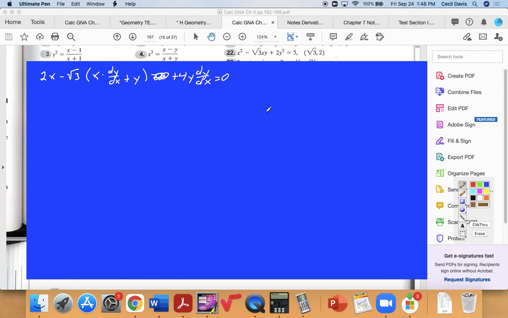Okay, that looks good. Then what did you do? I distributed the square root of 3. Okay, let me suggest it would be easier, and I'll do it your way, but it'd be easier to go ahead and substitute in the values at this point. But we can go ahead and do it your way. So this would be 2x minus the square root of 3 times x times dy dx minus the square root of 3 times y plus 4y dy dx equals 0.